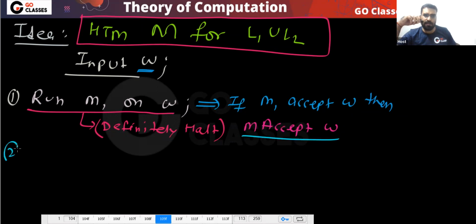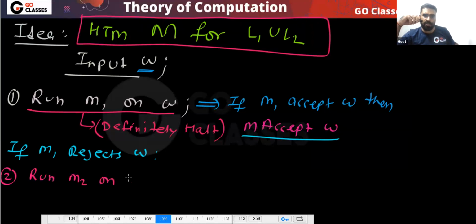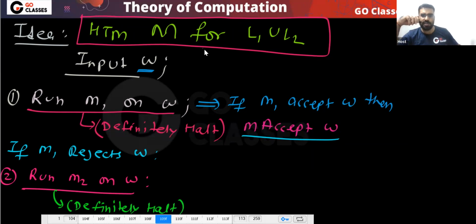Okay. What is the second point? Else, if M1 rejects W, then what to do? Then you run M2 on W. Can I guarantee it will halt? It will definitely halt, because this M2 is also a halting Turing machine. So it will definitely halt.